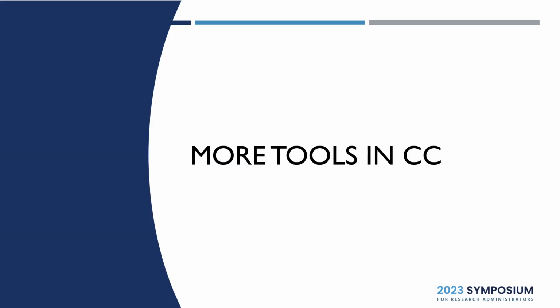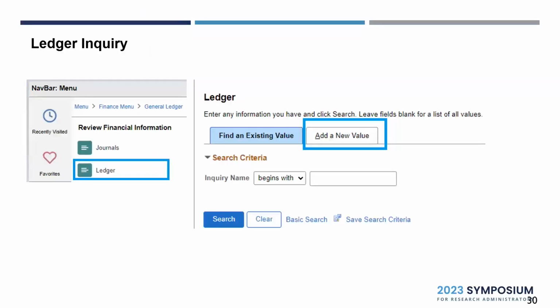We wanted to show you some additional tools available in ConnectCarolina that you can use to review balances. Next slide, please. First, we have the ledger inquiry. This is especially useful for research. We have included a navigation on the left side of the page.